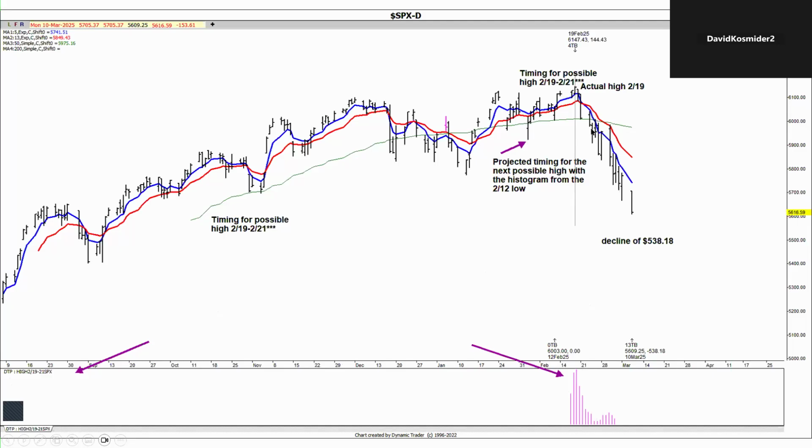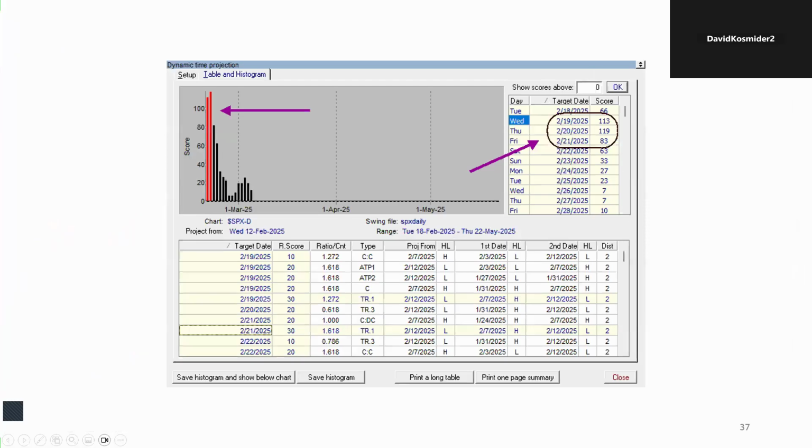The actual high was made on the 19th, and you can see we had a very, very healthy reversal. And if you had that heads up, you probably would have gotten out closer to here rather than down here. And then this is what it looked like on the histogram. Okay, here are the standout dates, the 19th through the 21st, and you can see that visually on the chart.